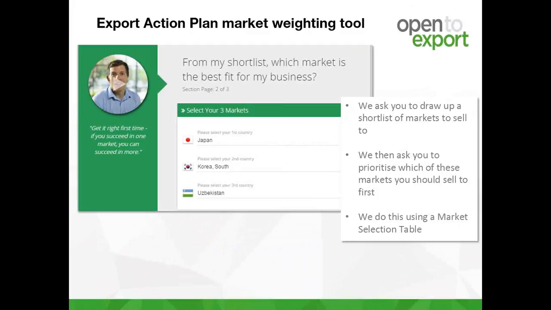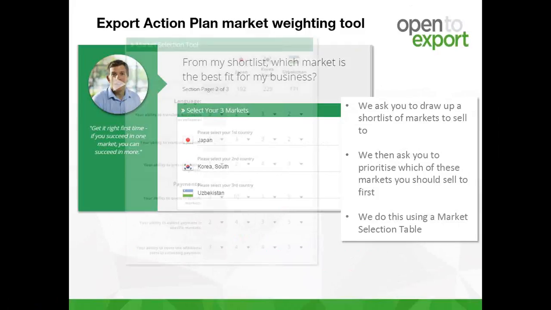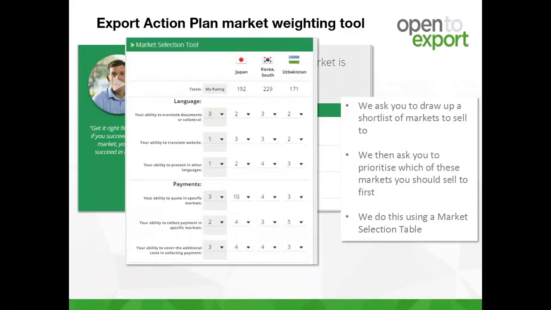Appreciate these are 3 quite obscure markets, but let's say, for instance, you have Japan, South Korea, and Uzbekistan. Then we ask you to prioritise each of these markets which you can sell to, and we do this by using the market selection table. So this market selection table automatically gives you your 3 choices from the page before, and then it gives you an opportunity to go through and click on each of the ratings that you would give your own company as far as your ability is concerned.